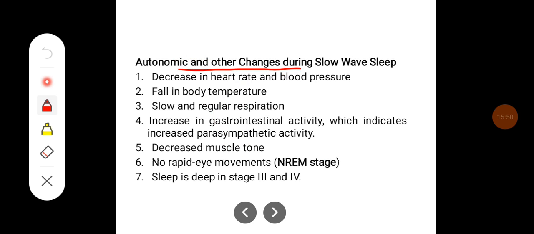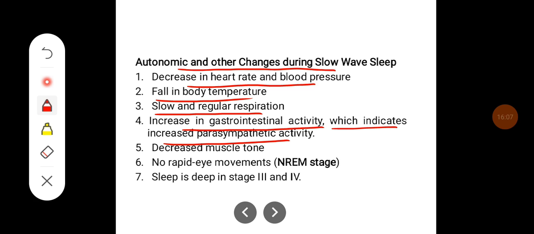The autonomic and other changes during slow wave sleep. There can be a decrease in the heart rate and blood pressure. There will be a fall in the body temperature. The respiration becomes slow and regular. There will be increased gastrointestinal activity, which indicates that there is increased parasympathetic activity. There will be decreased muscle tone. There will be no rapid eye movements in NREM phase. Sleep is deep in stage 3 and stage 4.